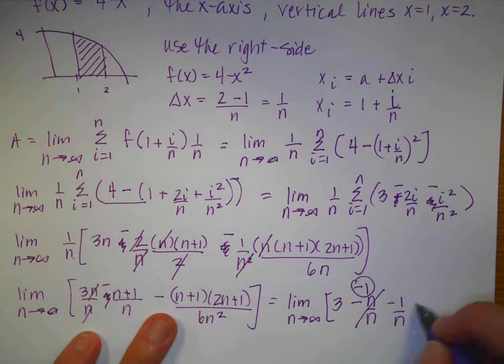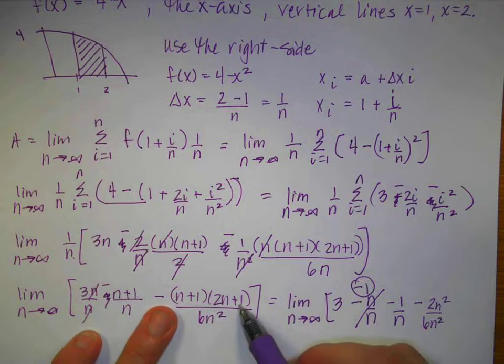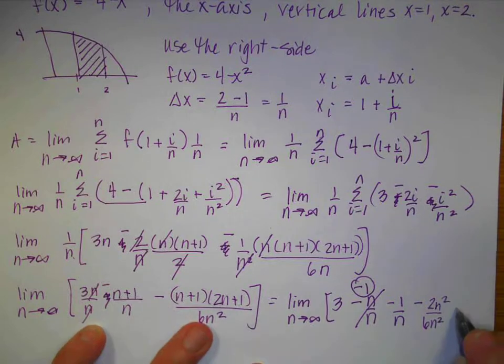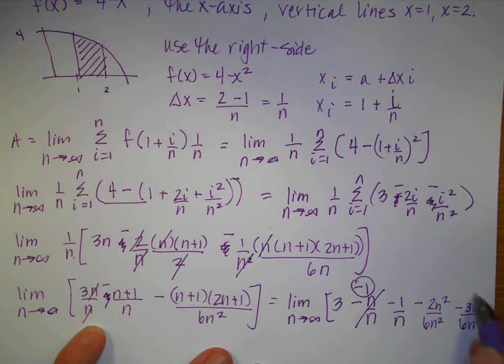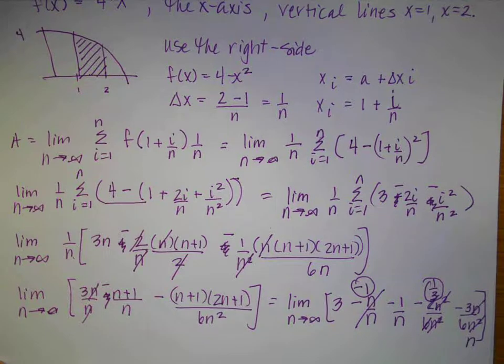So let's do it this way just to see if we can make it look good. So I'm going to have a minus 2n times n is 2n squared over 6n squared. And then I'm going to have 1n plus 2n's is minus 3n over 6n squared. Whew, that's a lot of math. Alrighty, those two guys cancel, and this gives me a third. I'm going to circle him.